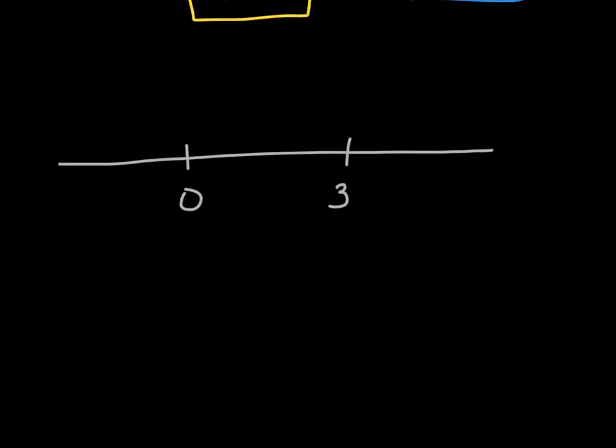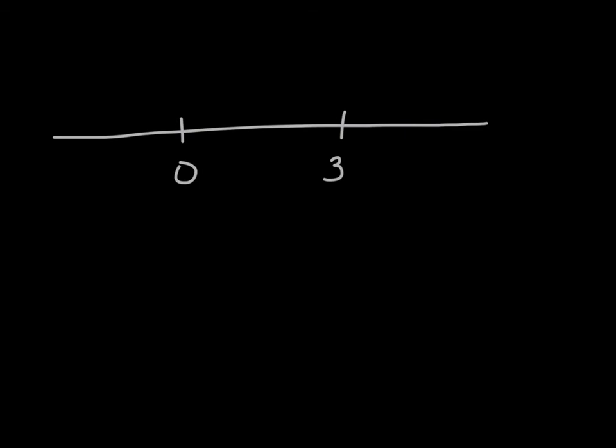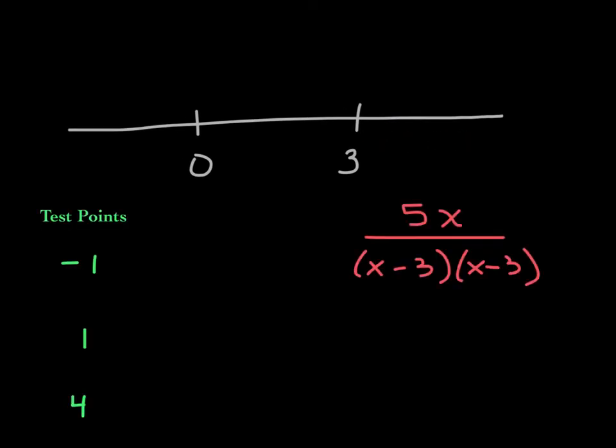All right, here's our x-axis. And what we want to do is choose a value from each interval. Choose a test point. Any number that's less than 0, any number that's between 0 and 3, and any number that's greater than 3. Okay guys, I've identified 3 numbers that I would like to choose. I chose -1, I chose +1, and I chose +4.